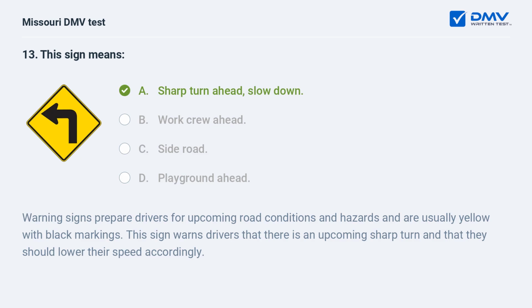Warning signs prepare drivers for upcoming road conditions and hazards and are usually yellow with black markings. This sign warns drivers that there is an upcoming sharp turn and that they should lower their speed accordingly.